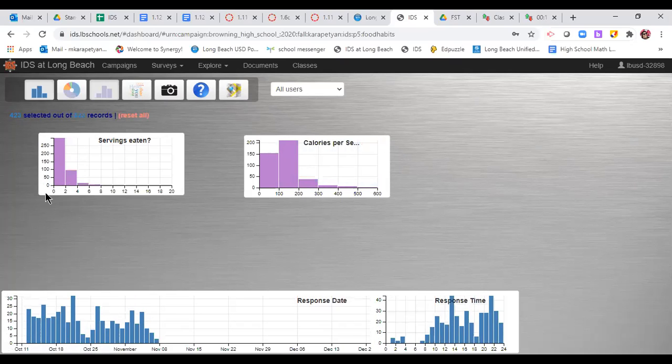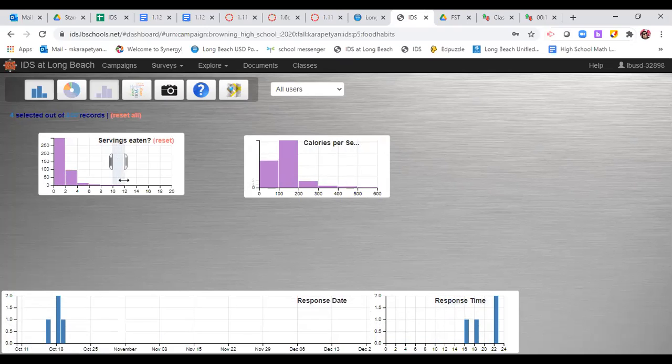Okay, I can even do intervals here. Let's say I want to know how many people, I see 10 to 12 servings here. So how many people ate 10 to 12 servings of their snack? 4 people. And the snack was 100 to 200 calories per serving. So that means that if they ate 10 to 12 servings of it, they ate over 1,000 calories of that one snack, right?